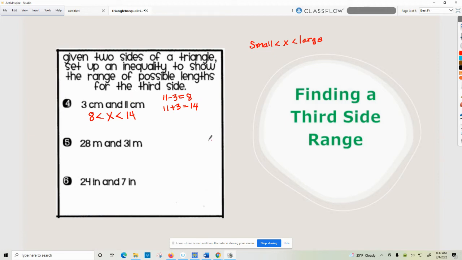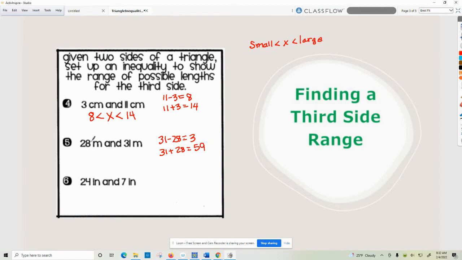So on number 5, we will subtract them. So take 31 minus 28. That is going to give me 3. And then I want to take the 31 plus my 28. And that's going to give me 59.